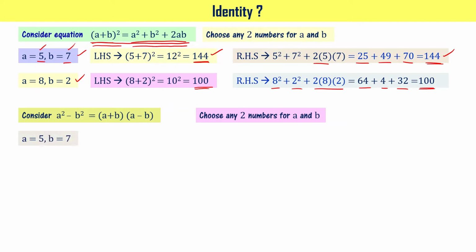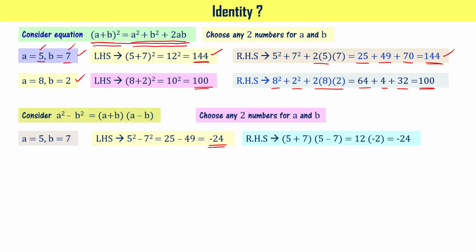Let me consider a = 5 and b = 7 in this case also, so that the LHS can be written as 5² - 7², that is 25 - 49, that is equal to -24, right? What is the RHS? It is going to be (5 + 7)(5 - 7), that is equal to 12 times -2, that is equal to -24. Look at this, LHS equal to RHS. That's why the given expression is called an equation, right?